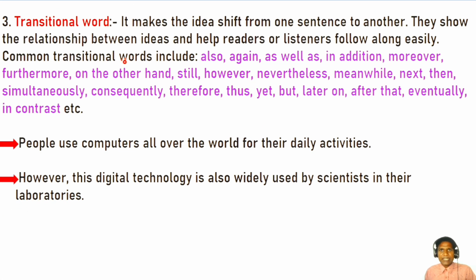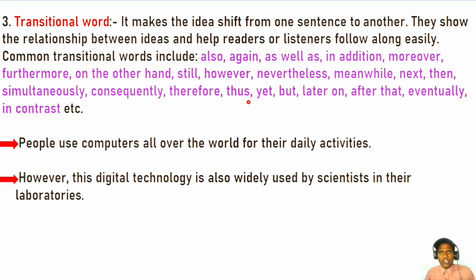You can see here on the screen, transitional words. They make the idea shift from one sentence to another. They show the relationship between ideas and help readers or listeners flow along easily. Common transitional words include also, again, as well as, in addition, moreover, furthermore, on the other hand, still, however, nevertheless, meanwhile, next, then, simultaneously, consequently, therefore, thus, yet, but, later on, after that, eventually, in contrast, etc.